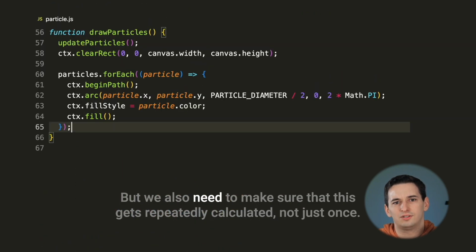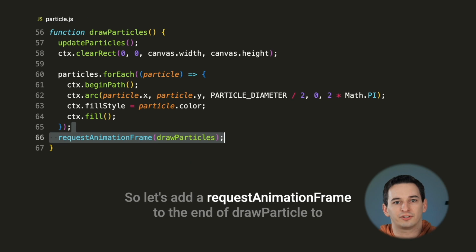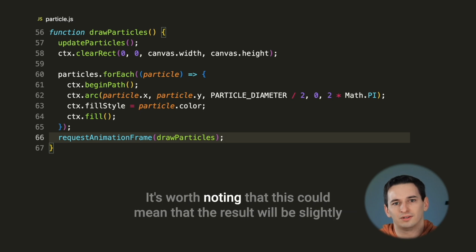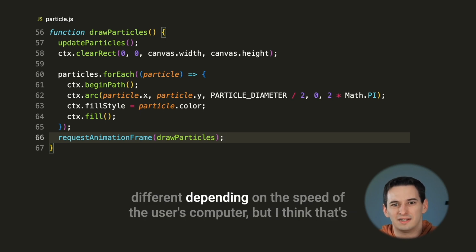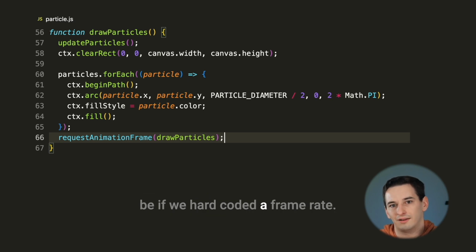But we also need to make sure that this gets repeatedly calculated, not just once. So let's add a request animation frame to the end of draw particle to recursively call itself for the next frame. It's worth noting that this could mean that the result will be slightly different depending on the speed of the user's computer, but I think that's fine as it's likely going to result in it being much smoother than it would be if we hard-coded a frame rate.